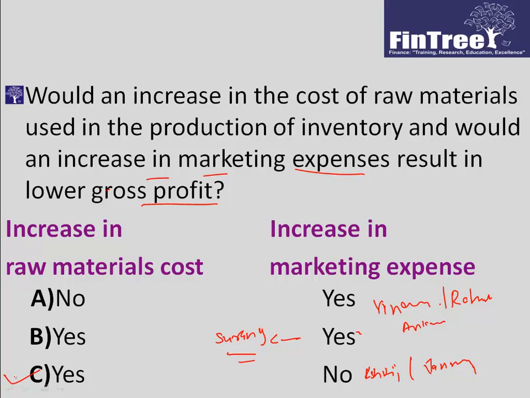The answer is C. Gross profit, if you go back to your income statement, is sales minus cost of goods sold. Which means if my cost of goods sold is higher, my gross profit is going to be lower. So I need to know which components will increase my cost of goods sold.